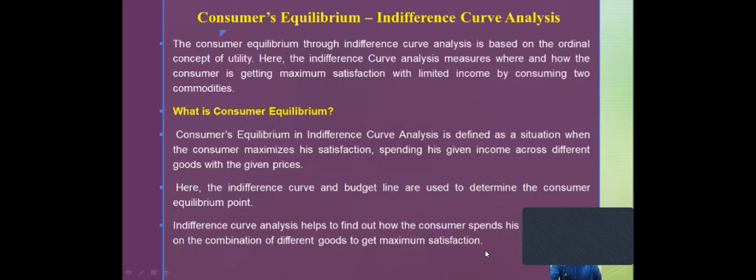Here the indifference curve and the budget line are used to determine the consumer's equilibrium point. I have already told earlier how the consumer gets its equilibrium point through indifference curve analysis. We have to discuss the indifference curve and budget line, which are the two tools or techniques used for the consumer equilibrium point. Indifference curve analysis helps to find out how the consumer spends his limited income on the combination of different goods to get the maximum level of satisfaction.